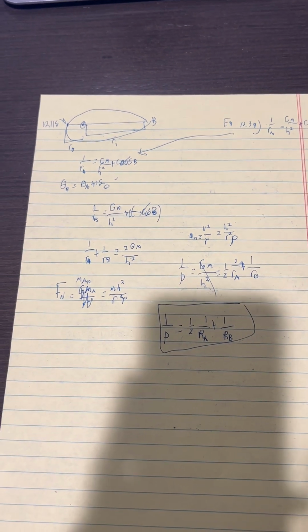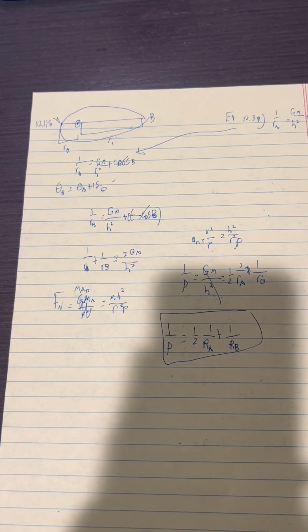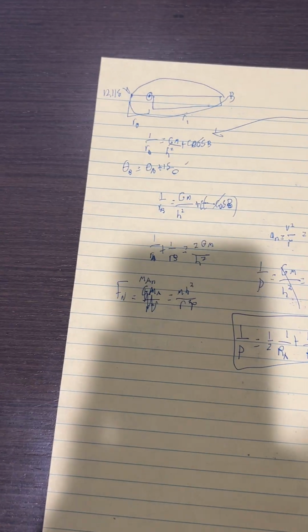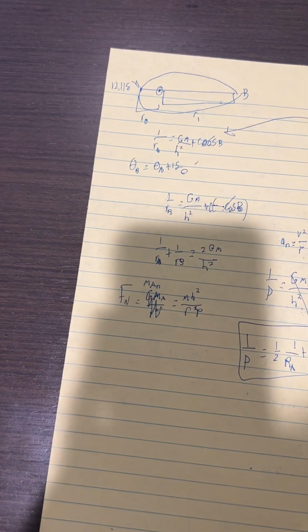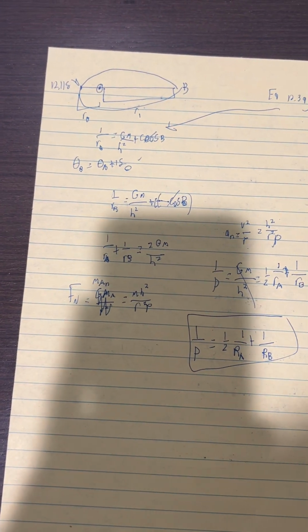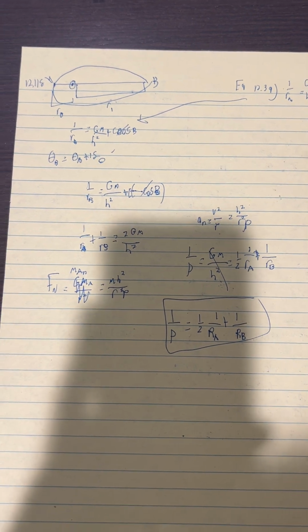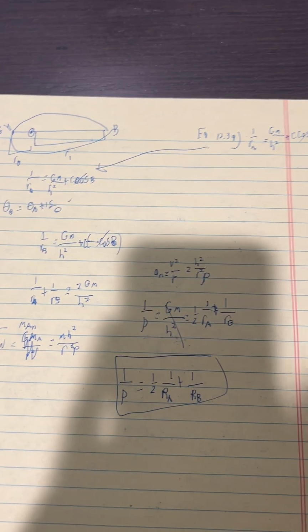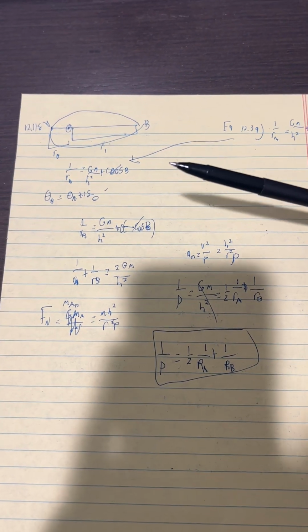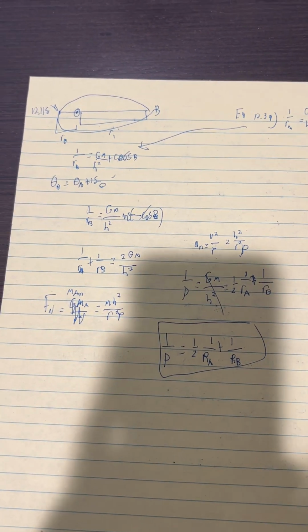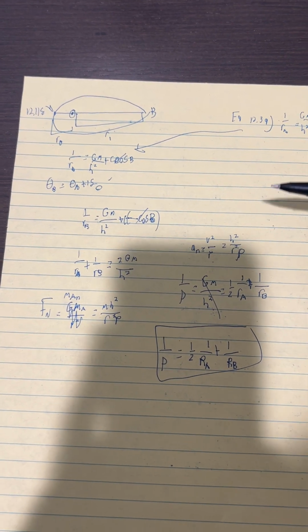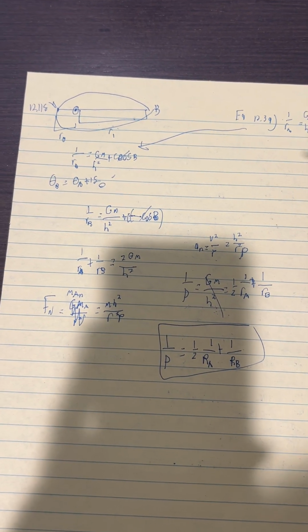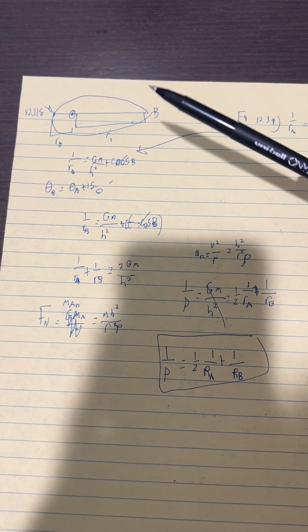And then for the satellite in orbit, to prove the equation, given we had 1 over p equals 1/2 times 1 over r naught plus 1 over r1. And so then using equation 12.39, which is over here, I was able to get 1 over r naught and then 1 over r1.